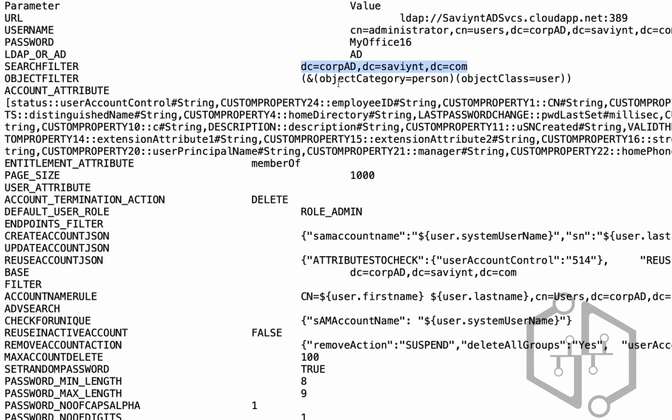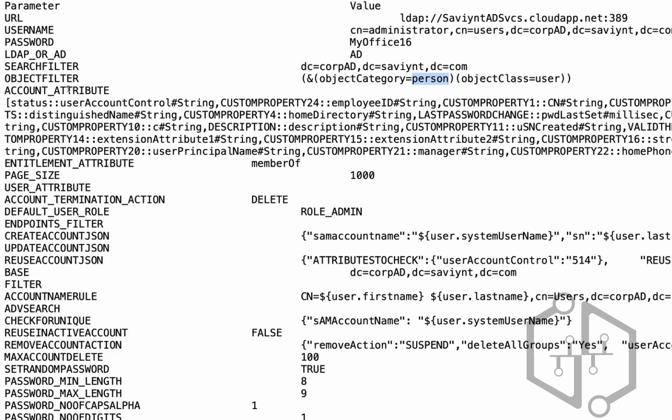Then you have the object filter. Which type of objects do you want to manage using this connection? I only want to manage users. I'm not managing entitlements or anything else. That is why I have provided object class as user, and object category is person, because these are all identities, living identities. Then you have account attributes.